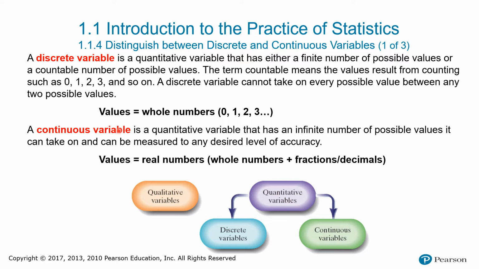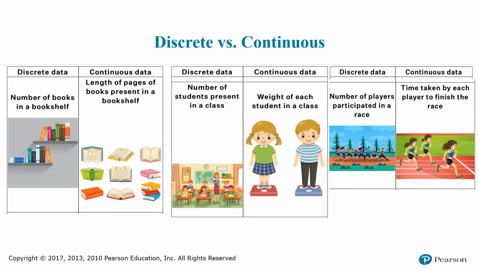But continuous variables are quantitative variables that have an infinite number of possible values it can take on and be measured at any desired level of accuracy. So for continuous variables, we're talking about real numbers. We might be talking about those whole numbers, but we might also be talking about fractions or decimals. Okay, so we're talking about a measurement. Let's take a closer look at that.